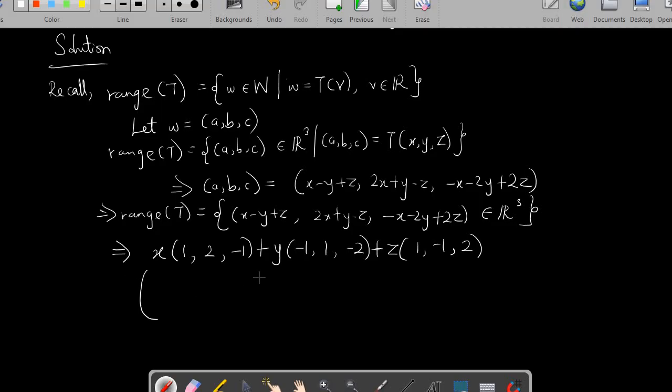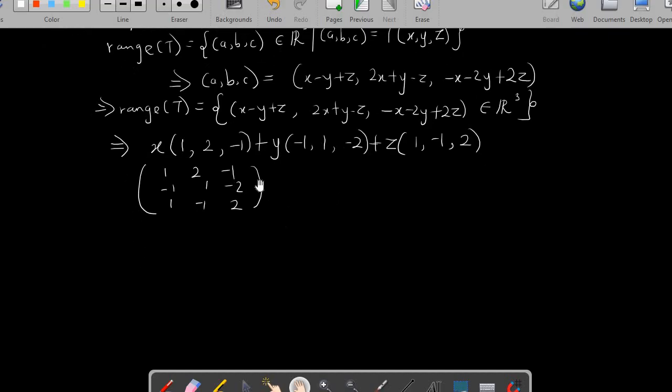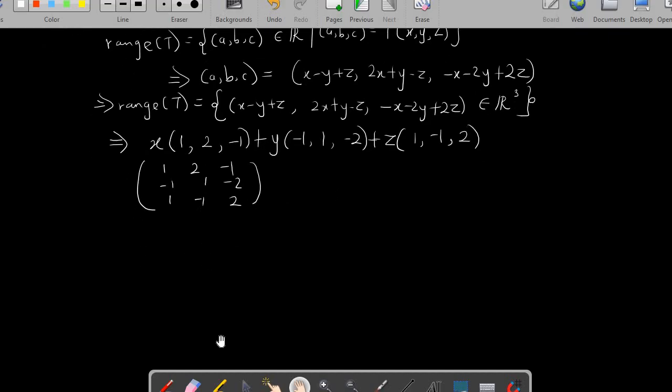Now you form a matrix from this. That matrix will be 1, 2, minus 1, minus 1, 1, minus 2, and 1, minus 1, 2. Now that you have done this, the next thing is you want to reduce this to row echelon form. So how do we go about that? What we want to do is, your first pivot here is 1.